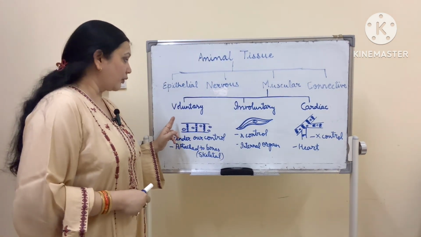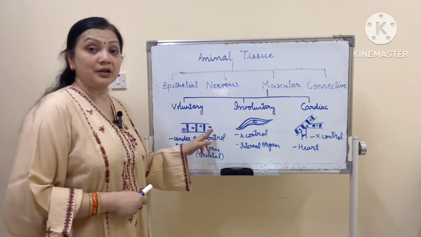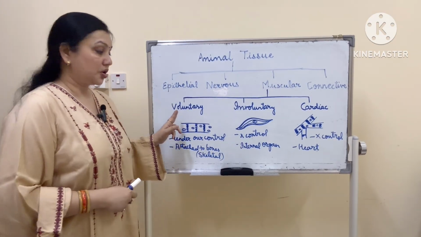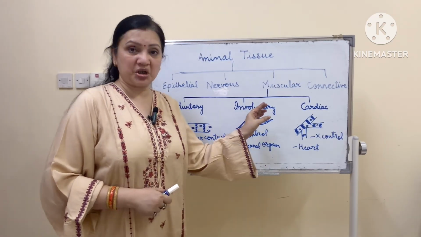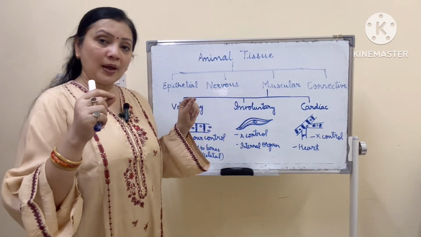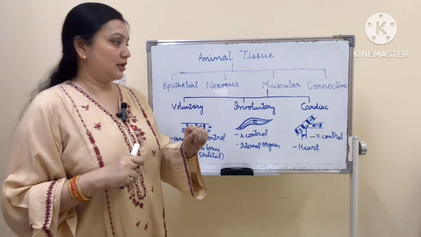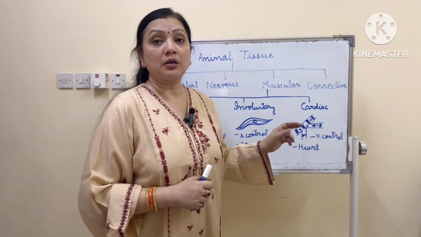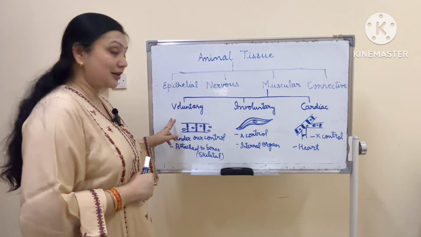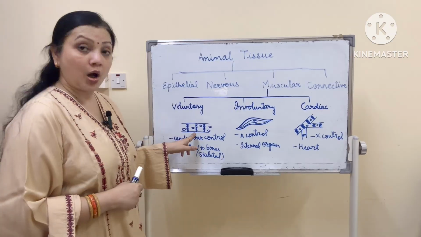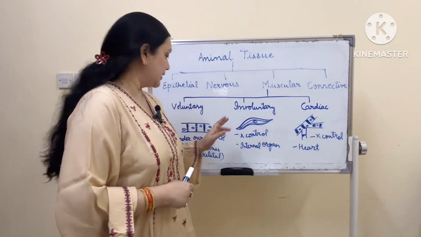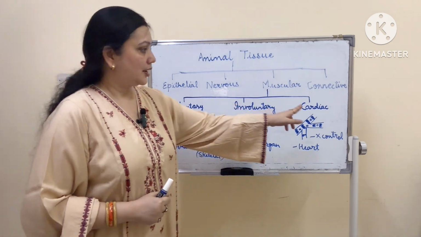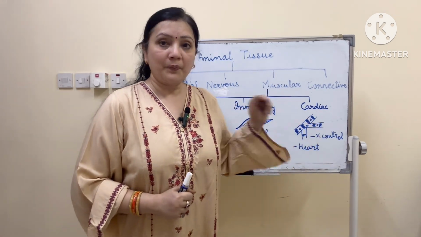If we see the voluntary muscles, they are cylindrical in structure. So the shape is cylindrical. In involuntary muscles, it is spindle shaped, tapering at the two ends, broad in the center. Cardiac muscles are also cylindrical, but the difference is voluntary muscles are not branched, but cardiac muscles are branched. So these are cylindrical and unbranched, these are cylindrical and branched.